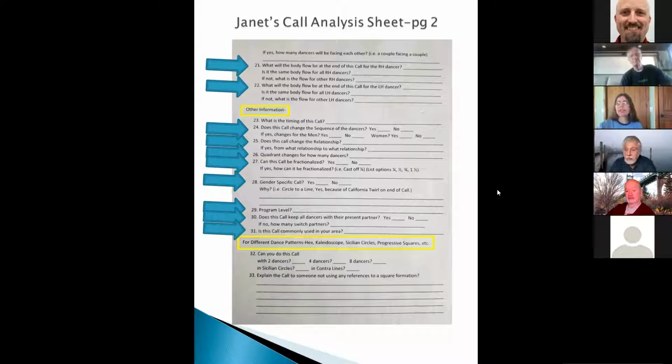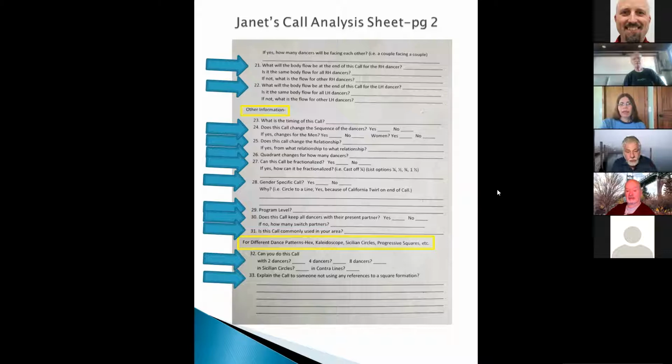Because I've noticed that there are calls that are called in other areas of the country quite a bit. And I'm like, wow, we never dance that around here. Or I may say there's a call that's commonly called around here that's not danced in other areas of the country. And then to go along with the different shapes and ways of dancing, can we dance it with 2 dancers, 4 dancers, 8 dancers? What formation? Can we dance it in contra lines, Sicilian circles?